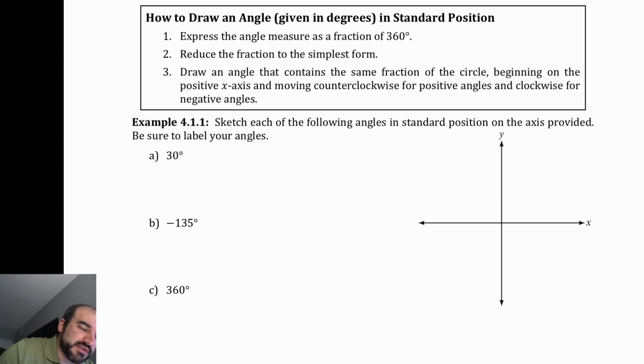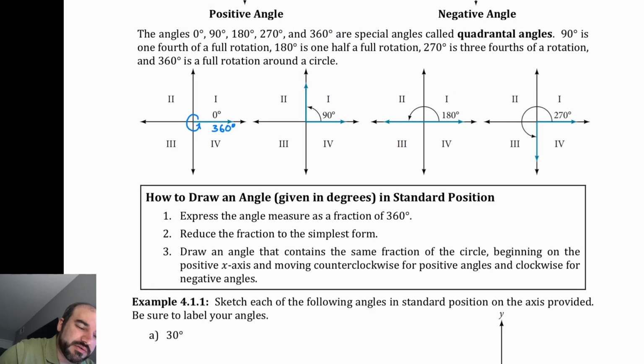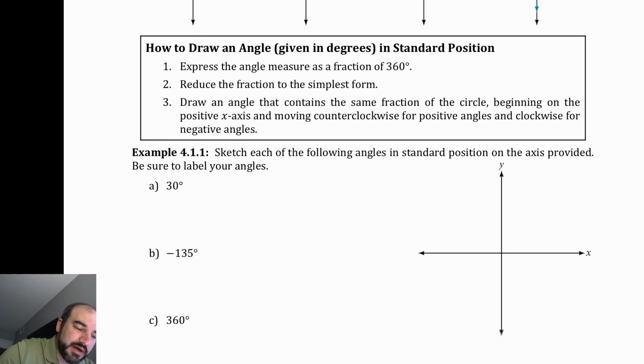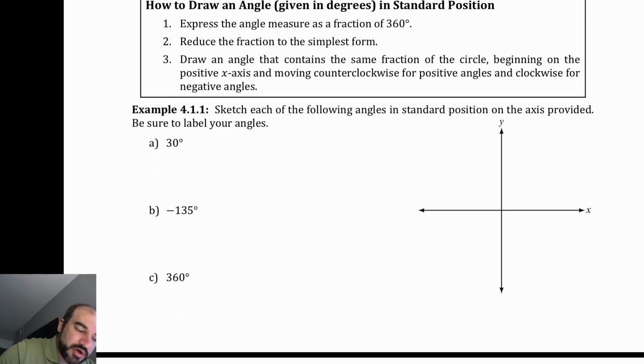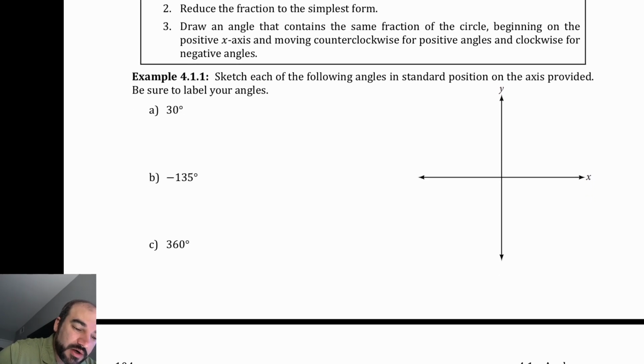You're going to want to have these quadrantal angles as markers for yourself to figure out which quadrant your angle's terminal side lands in. Any angle between 0 and 90 degrees will land in the first quadrant. Between 90 and 180 lands in the second quadrant. Between 180 and 270 lands in the third quadrant. And anything between 270 and 360 lands in the fourth quadrant. So when you're drawing these, just keep those quadrantal angles in mind.